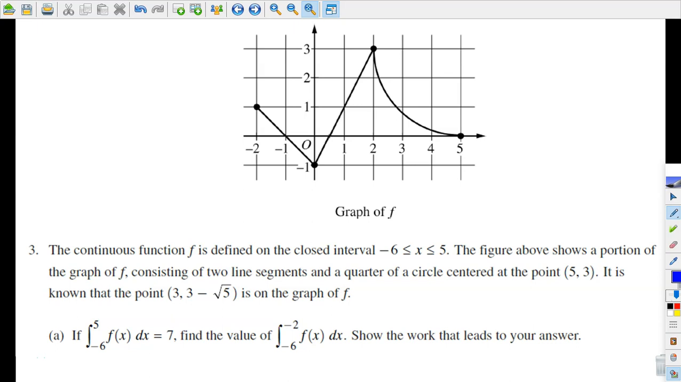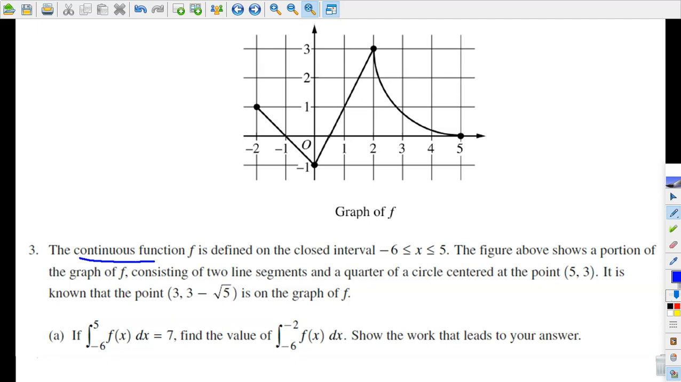In this video, we're going to be talking about question 3 from the 2019 AP Calculus free response portion. Alright, this is a non-calculator problem. In this problem, we're given this graph of f, and we know that this f function is a continuous function.